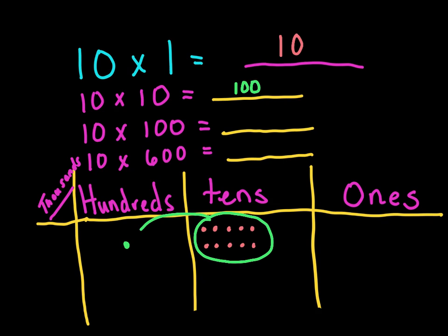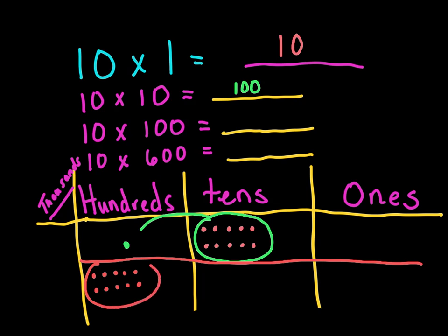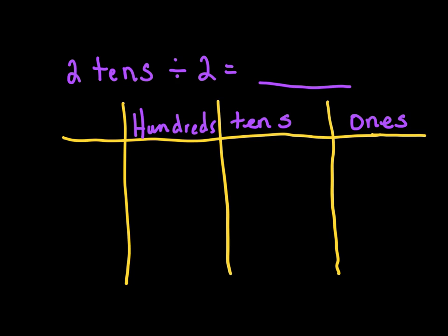Now, what happens if we have the same thing going on with the next one? We've got 10 hundredths. We know that we cash them in to 1,000. And this can continue to go. Even if we had 10 times 600, we know that we're going to be getting 6,000.